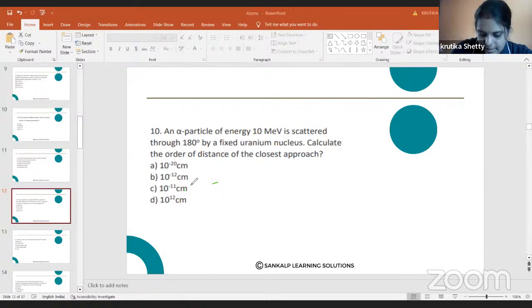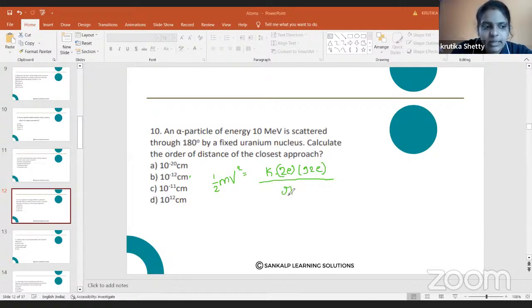I had given you a formula first. Here the kinetic energy, half mv square, is equal to Coulomb's law, that is k into e square. Yes, q1 into q2 comes. So for the alpha particle the q1 value is 2e. Then for the uranium it is 92 into e, divided by r.